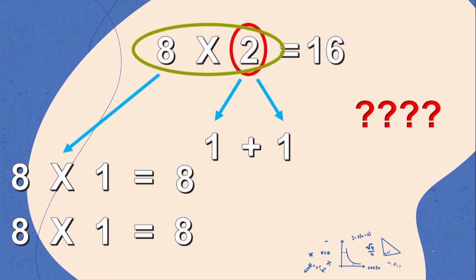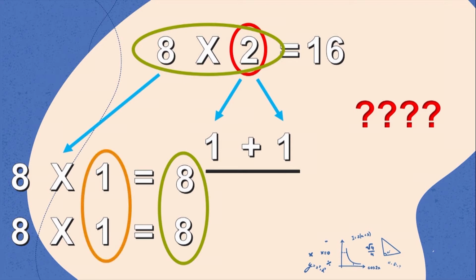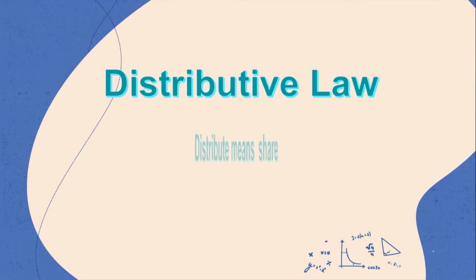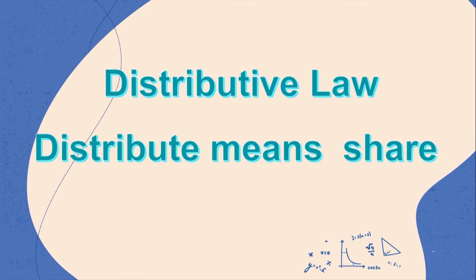Now there is a law behind this. Do we know the name of that law? My 8 plus my 8 gives me my 16. But again, I'm asking you, do we know what law we just applied there? That's correct. The name of that law is the distributive law. And distribute means to share. Can you think of any other synonyms for the word distribute? Feel free to write it down. Let's move forward.